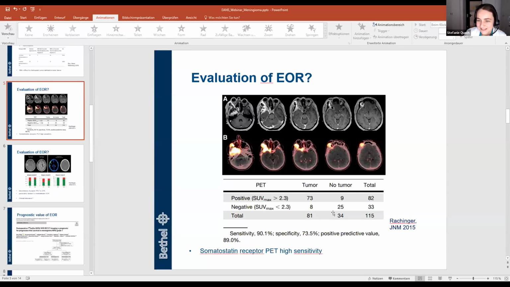Yeah, of course, this is not a very high sample size, and they didn't calculate the percentage of false positives and false negatives, just sensitivity and specificity. But if the PET says no tumor, there were very few patients where there were even tumor cells detectable, and this is on a cellular level, right?